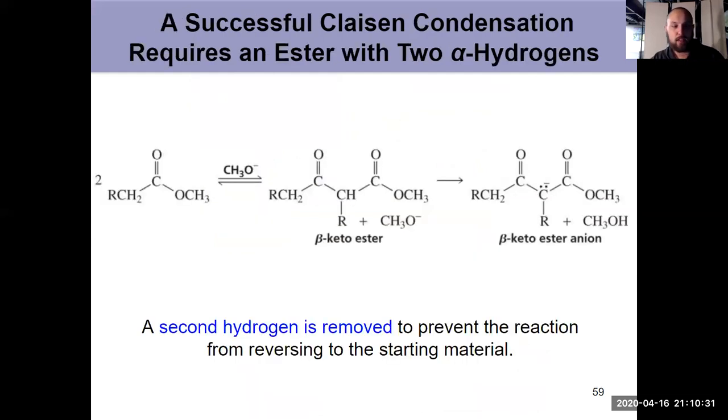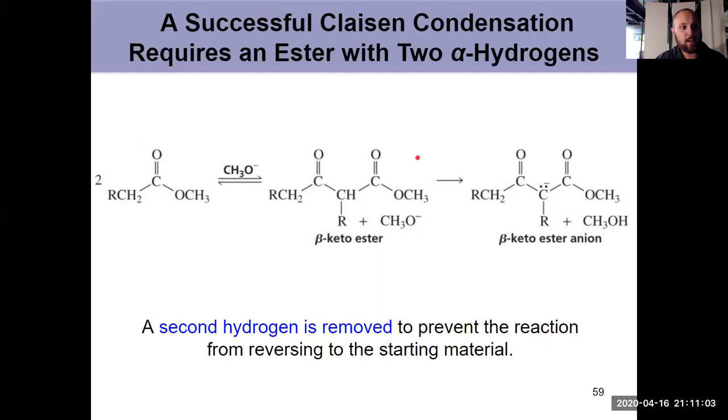If we want to get good synthetic yield using the Claisen condensation, not only do we need to make sure that the base is the same as the leaving group of the ester, notice this is a reversible reaction here, and it actually favors the reactants. So in order to drive this reaction forward, you actually want to have an ester that has 2 alpha hydrogens, because this step, the deprotonation, notice is just a forward reaction.